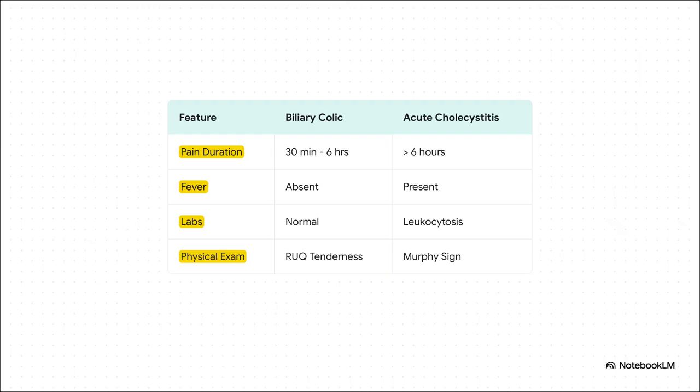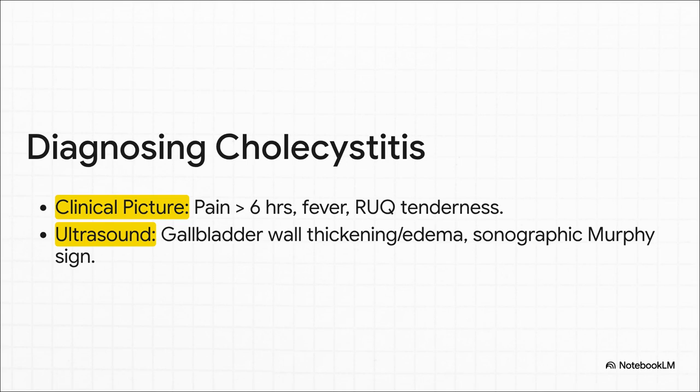So let's look at the clues. In cholecystitis, the pain sticks around. We're talking more than 6 hours. You also start to see the whole body responding. The patient gets a fever, their white blood cell count goes up, and on your physical exam, you might get a positive Murphy sign. That's when the patient yelps and stops breathing in when you press right where their gallbladder is. So, you put the whole picture together to make the diagnosis. You've got the story from the patient, that persistent pain, the fever, and then you confirm it with an ultrasound.